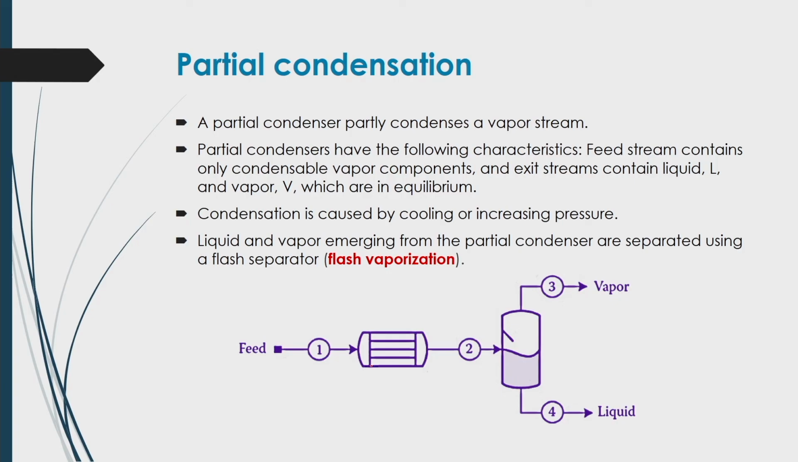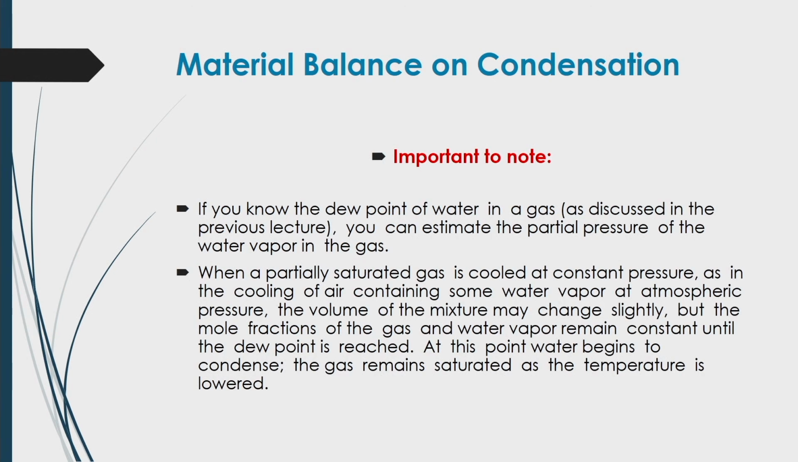So, here you will see that the liquid and vapor emerging from the partial condenser are separated using a flash separator, and in that case your vapor and liquid will come out after flash separation or the flash vaporization process. Now, how do we do the material balance on the condensation?